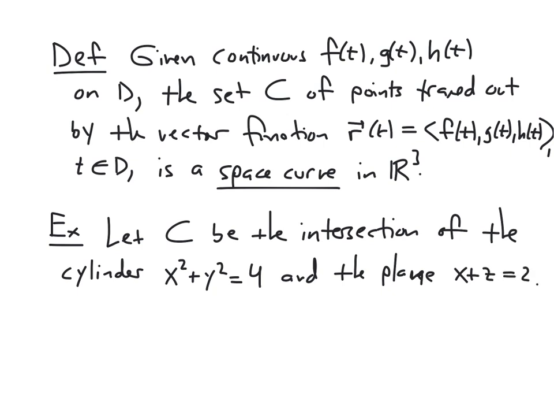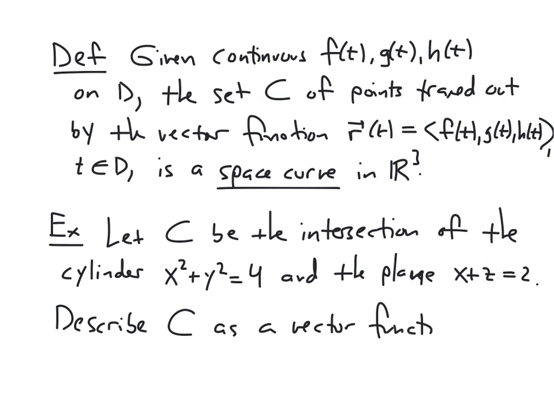Right, so I have this particular space curve, and you can see what this is going to be. This is going to be some kind of a conic section because we have a cylinder and we're cutting it by a plane that's going to cut in at an angle. So it's not going to be a circle, but it's going to be an ellipse or something like this. And what we want to do in this example is to describe this curve C as a vector function r. So in other words, we want to write down a vector function r and a domain D for that vector function that will trace out this curve as t ranges over that domain.